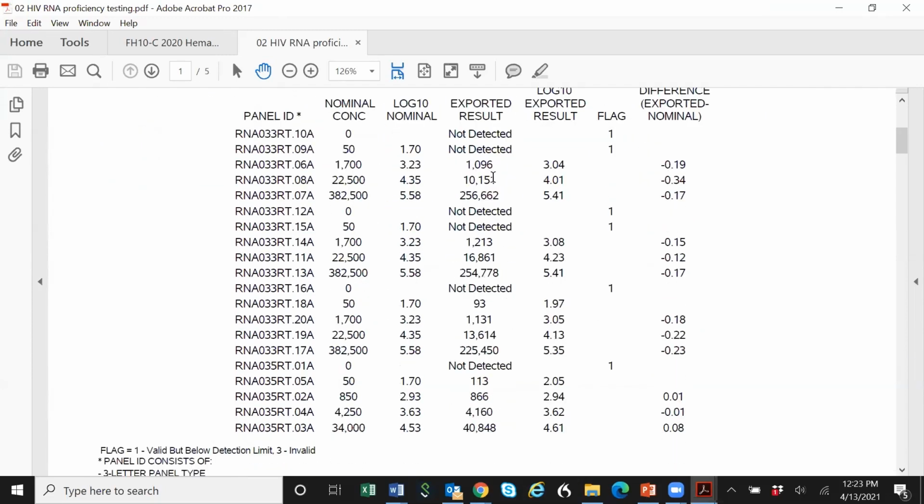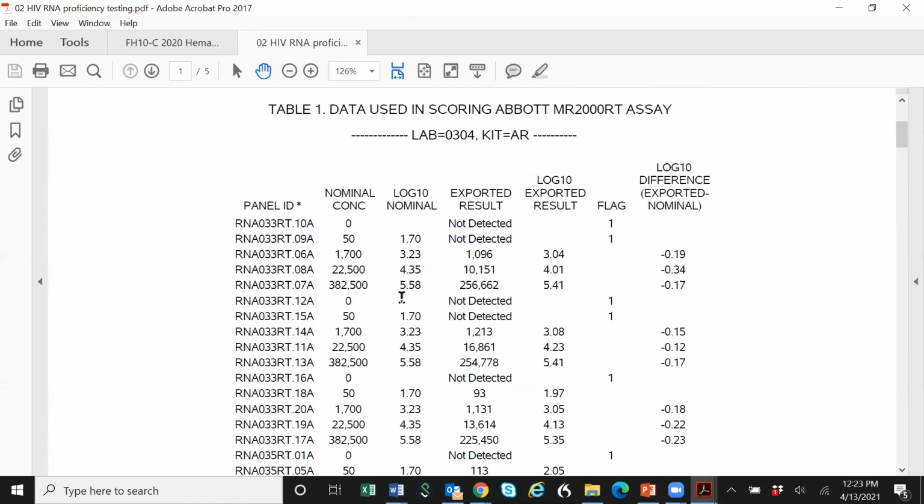But if you go through, you can see that if you just look at the way it looks, there's kind of 4 pyramids here, right? Where the nominal concentration goes from 0 to high, 0 to high, 0 to high, 0 to high. And so just by looking at that, you can see that there were 4 panels, okay?